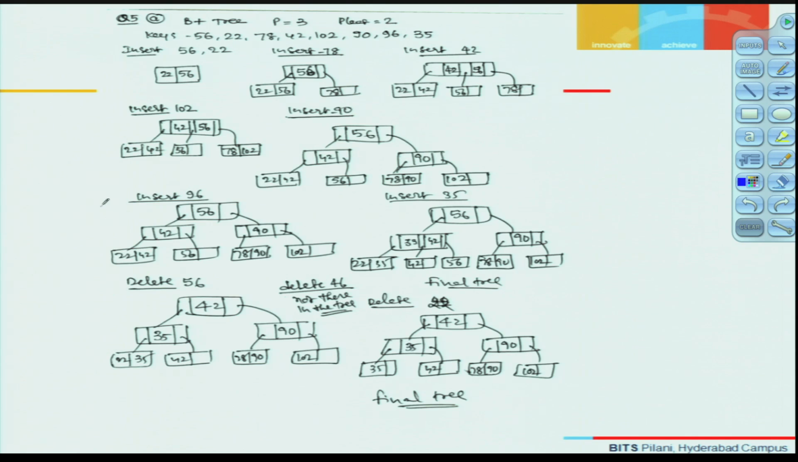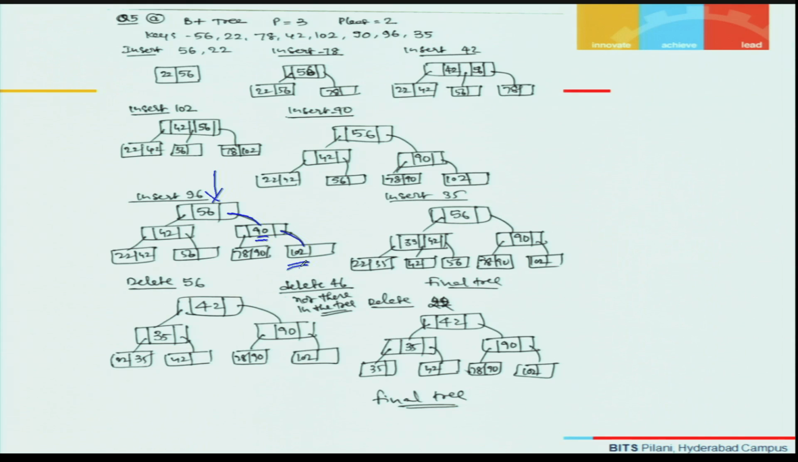Suppose now it is time to insert 96, and I need to start my search for the location at the root level. 96 is greater than 56, go to this bucket. 96 is greater than this key value 90, go to this bucket, and there is a space available, I can accommodate 96. So I can insert 96 there. 96 will come here, and then 102 should be here. This is how we insert values into the tree.